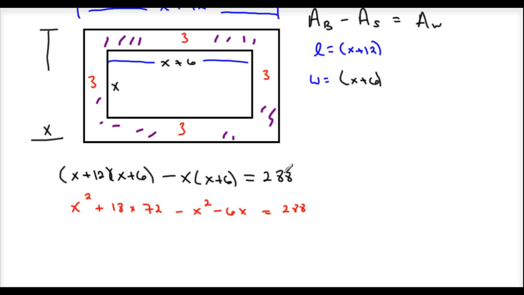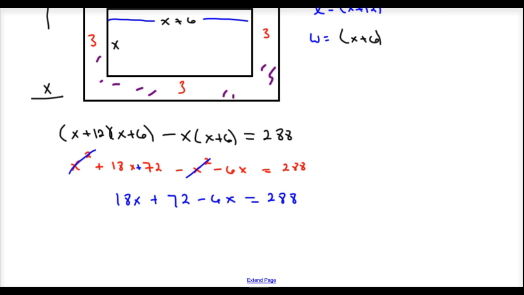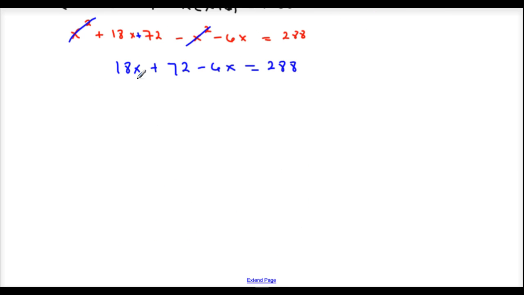Combine like terms. I have x squared and minus x squared. You forgot the plus on 18x plus 72. Plus 72, thank you. My x squares go away, so I have 18x plus 72 minus 6x equals 288. Can I combine like terms again? Okay. 18x minus 6x: 12x plus 72 equals 288.